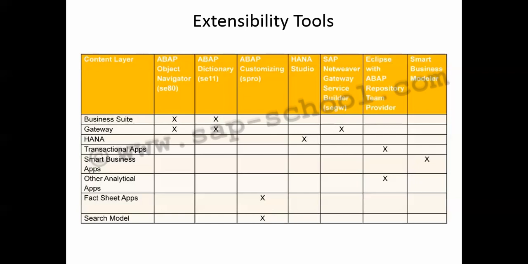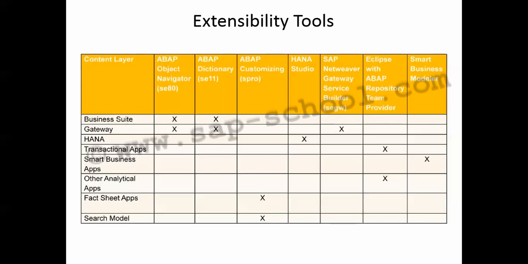For the gateway, again we need SE80 and SE11, and SEGW, which is the SAP NetWeaver Gateway Service Builder. For HANA, we need the HANA Studio. Similarly, for the transactional apps, we need Eclipse with the ABAP repository team provider. For the smart business apps, we need the Smart Business Modeler. Similarly, for the other analytical apps, we need Eclipse with the ABAP repository team provider.